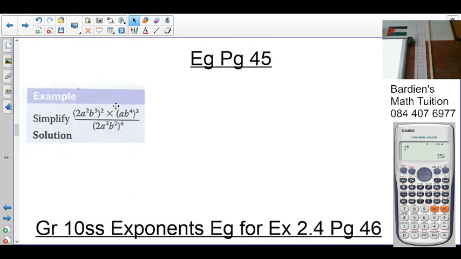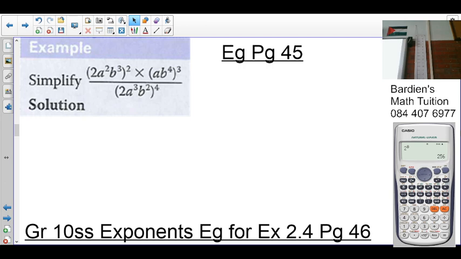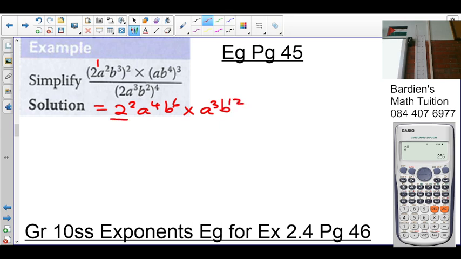Next. So here we've got in brackets 2a squared b cubed raised to the power 2 times ab to the exponent 4, raised to the exponent 3, over or divided by 2a cubed b squared, all raised to the power 4. So what's the first thing we need to do here? To get rid of the brackets. Okay, so it's going to be 2 squared a4 b6 times a cubed b12 over 2 to the 4 a12 b8.